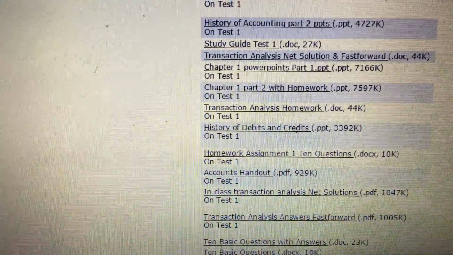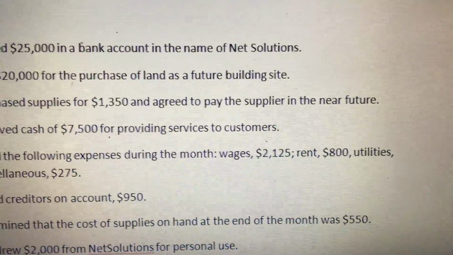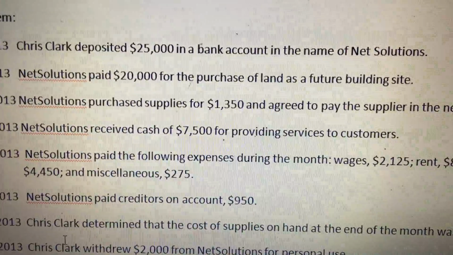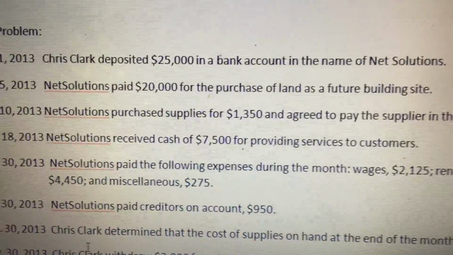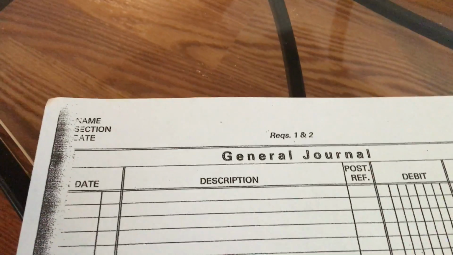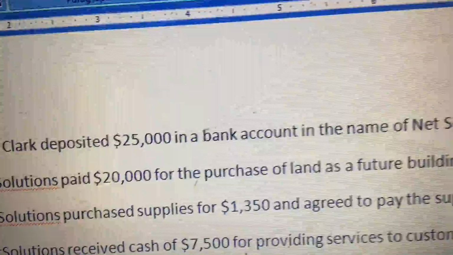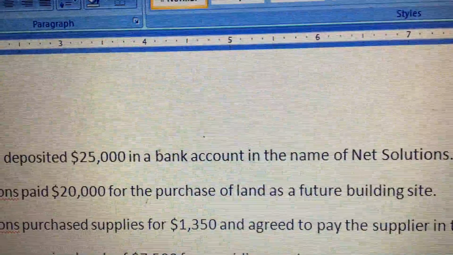What I'm going to do is to be going back and forth from the information in the in-class problem, and I will be showing you how to post, how to do the general journal entries. Okay. Now, if you'll take a look at the general journal page that looks like this, you notice all of these columns. You have your date column, your description, your posting reference, and your debit and credit column. Okay. Now, what we want to do is to start over with the date. If you'll notice, November the 1st, 2013, Chris Clark deposited $25,000 in a bank account in the name of Net Solutions.